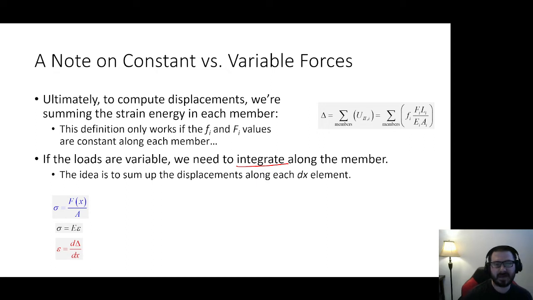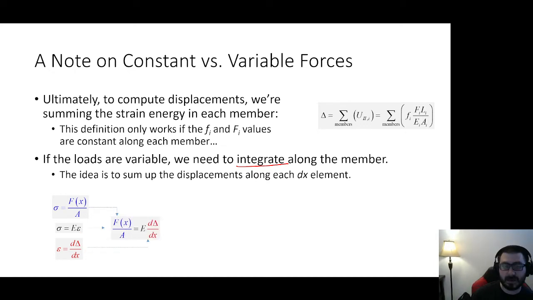Well, the way that we did that for axially loaded members is we said, okay, the stress and the strain are linearly proportional through Young's modulus. That's this one right here. But what about the axial loads? Well, instead of sigma being F over A, what if it's F of X over A? What if that force varies? Instead of the strain being constant, we now have a rate of strain. We now have the derivative of displacement with respect to X.